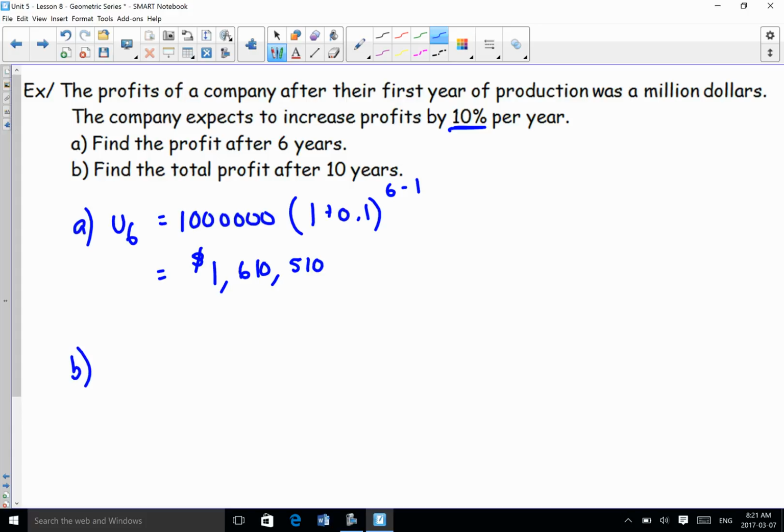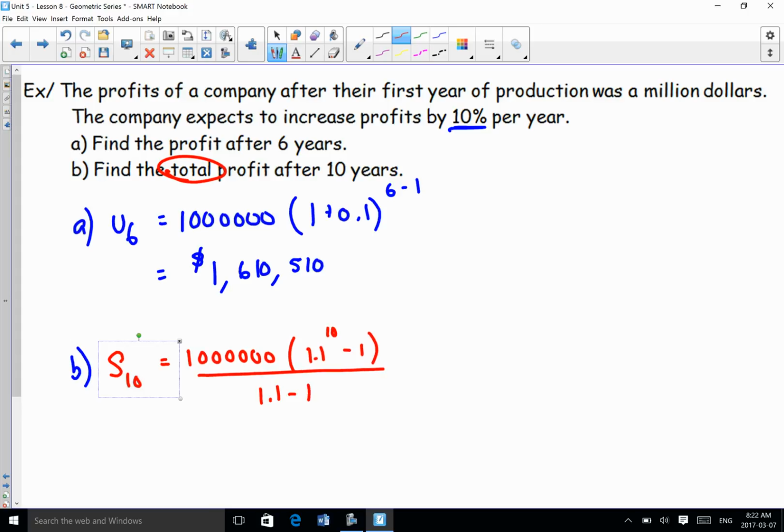Okay, part B, find the total profit. Oh, there's that word again, total. That's an S equation, S10 in fact, so I want the sum of the first 10 years. So u1 is $1 million, r is 1.1 to the n minus 1 over r minus 1.